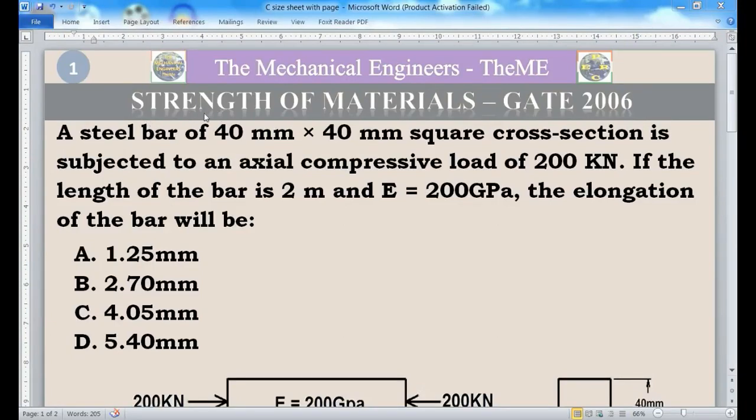Today's topic is GATE. In today's video, I will be explaining a strength of materials numerical problem which appeared in the GATE paper 2006.